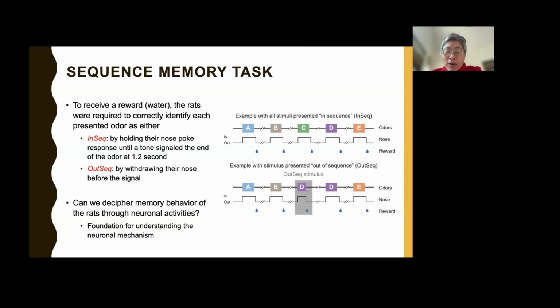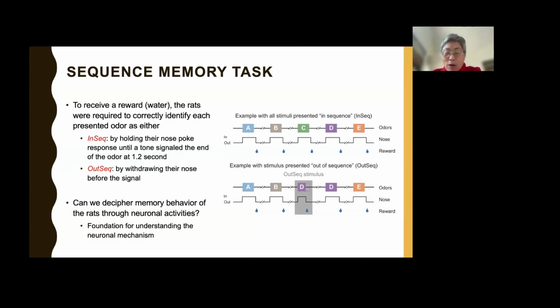And if they didn't perform correctly, let's say in sequence they moved away in the middle of the smell, or out of sequence they stayed until the end, they will not receive the reward. They still release just the empty box of air, no water. So we train these rats this way many times. Eventually, the rats know this is in sequence, this is out of sequence.